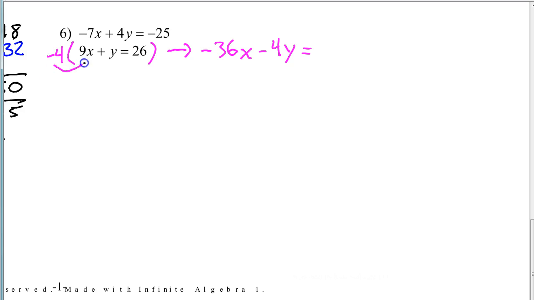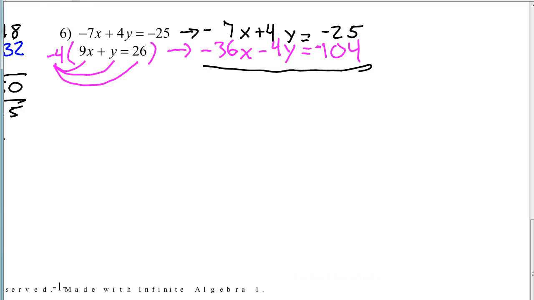All right. We got negative 36x. We got negative 4y. We got 4 times 26. Well, 4 times 25 is 100, right? Quarters make a dollar. So plus 4 more to make 26 will give us 104. The top stays the same. We want it to stay the same because we need this 4y to cancel out the negative 4y we just created.